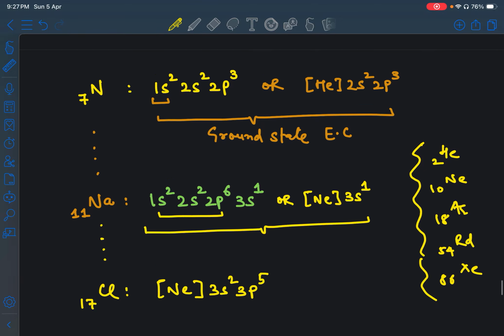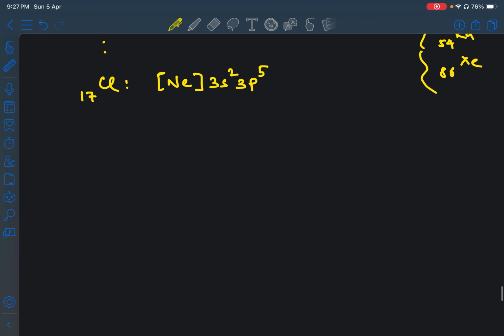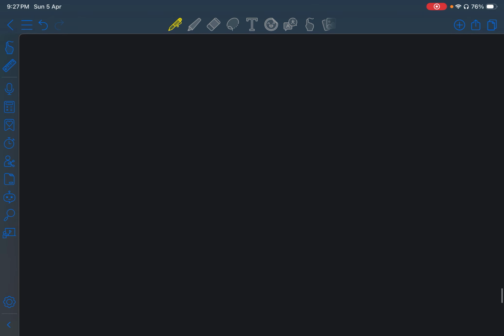So this is how we can write the electronic configurations in the condensed form or in the detailed manner like this. So let's do one more. Can you help me write the electronic configuration of calcium? Anyone who can help me, the electronic configuration of calcium?